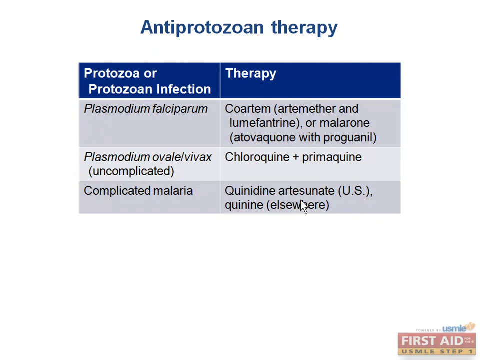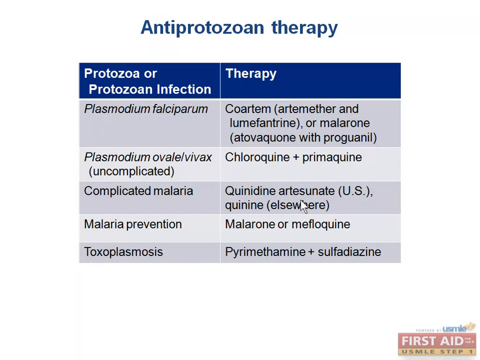In the case of complicated malaria, the treatment is quinidine or artesunate in the US and quinine elsewhere in the world. Malaria prevention requires Malarone, which as I said is atovaquone with proguanil, or mefloquine.